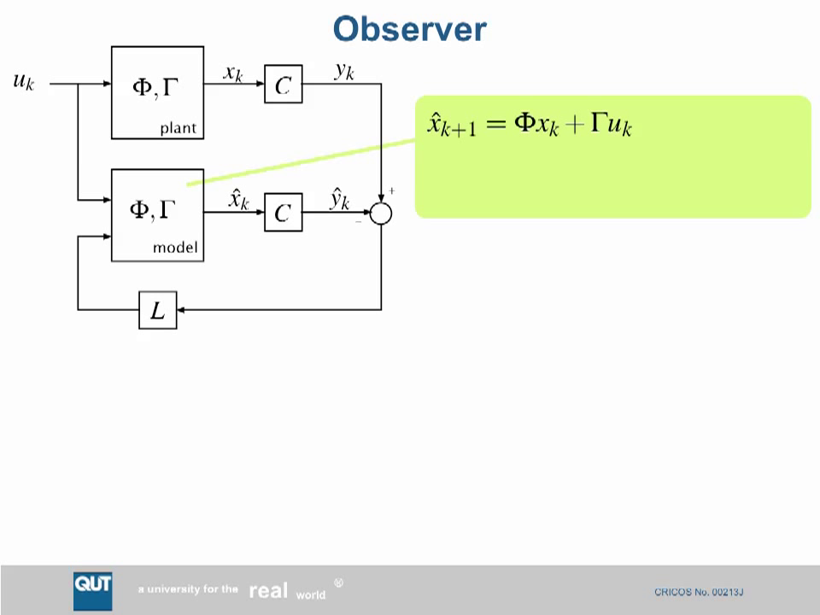So the next state is based on the previous state. We've got this state transition matrix phi, which is a reasonable estimate of what the state will be at the next time step, given we know what it is now. And we allow for the fact that the input is going to change the state, and we know the gamma matrix. So those first two terms are our best estimate of what the next state will be.